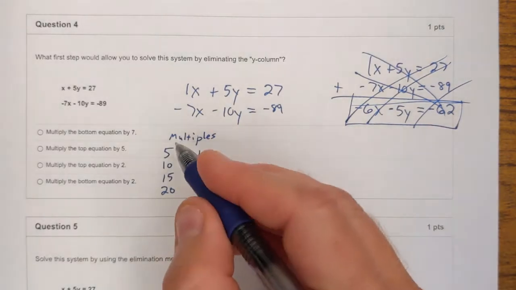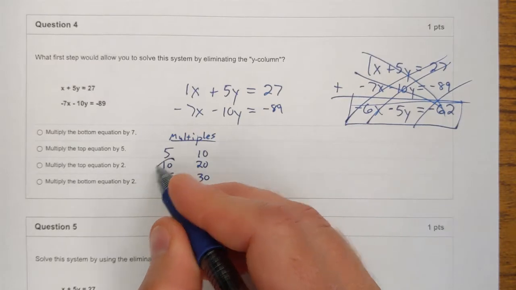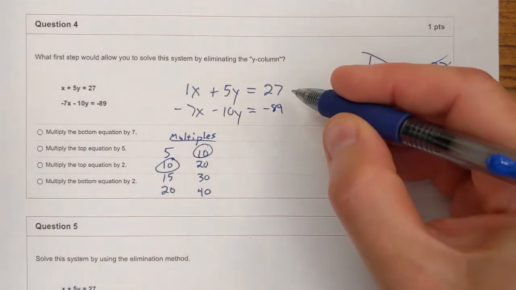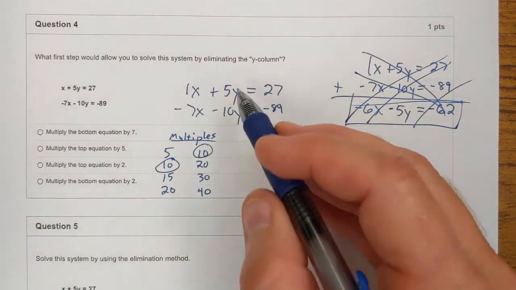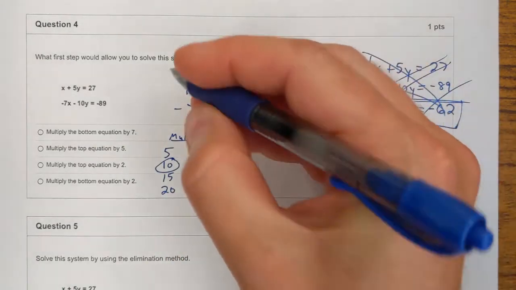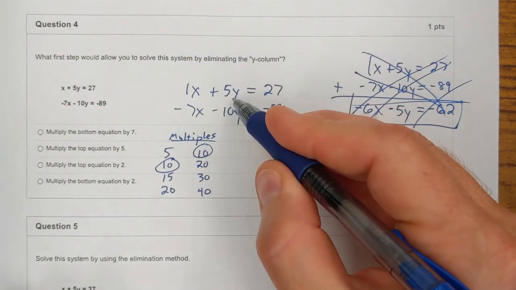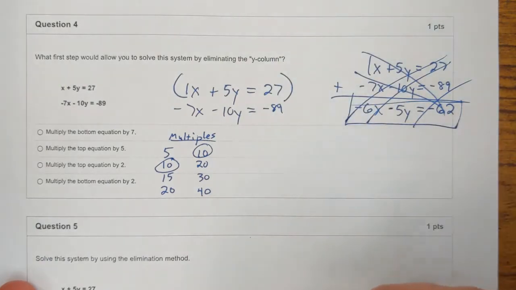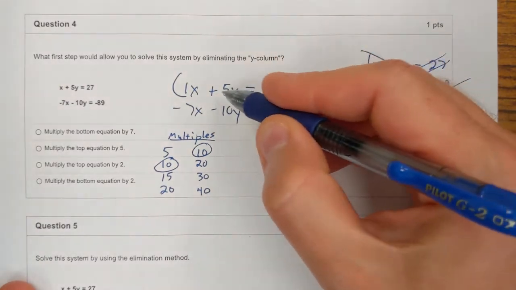And if you look, the lowest multiple that these numbers have in common is 10. What that means now is I need to turn both of these into 10y's. Now the way I can do that, all I'd have to do here is multiply this by 2. Now, we can't just multiply the 5y by 2.